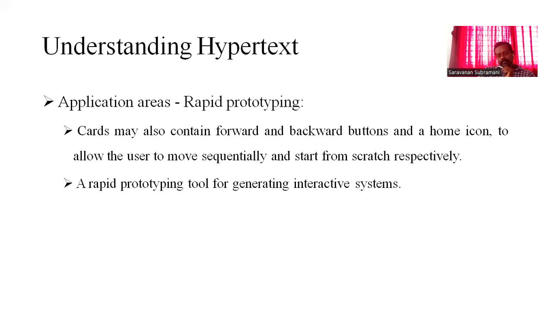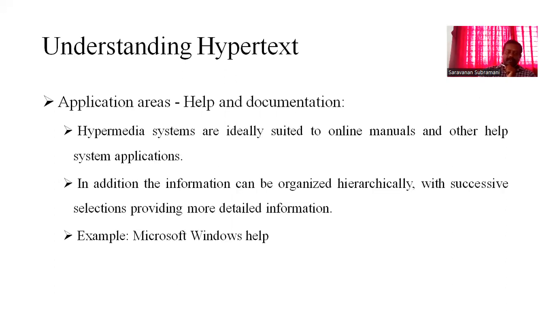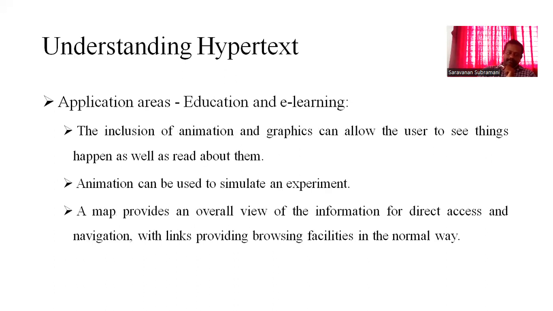A rapid prototyping tool for generating interactive systems is available here. Hypermedia systems are ideally suited to online manuals and other help system applications. In addition, the information can be organized hierarchically with successive selection, providing more detailed information. One example of the above is Microsoft Windows. It helps in the above manner.